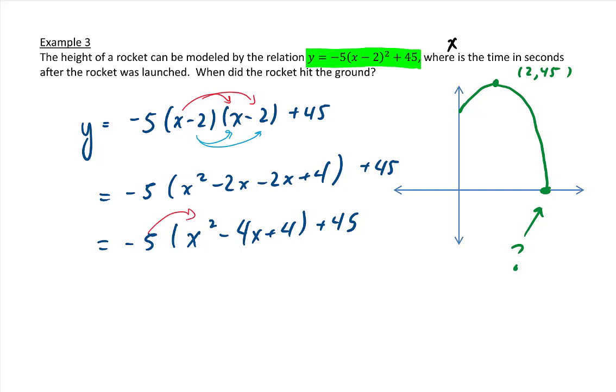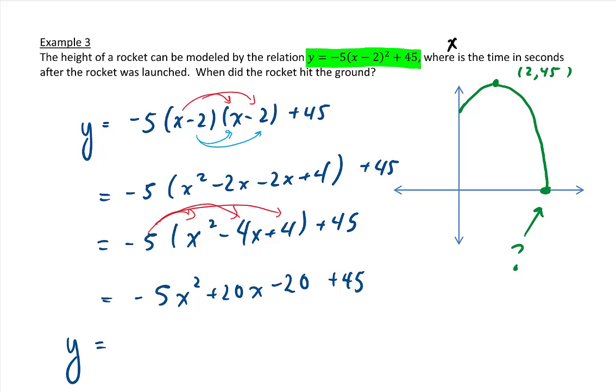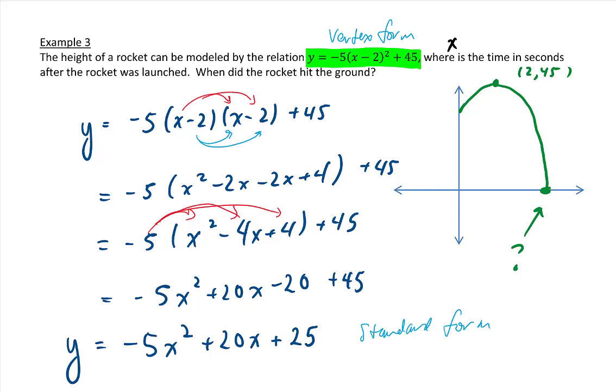Again, we're going to distribute the negative 5 into this bracket, and we end up with negative 5x squared plus 20x minus 20, and then plus 45. And this gives us the quadratic relation in standard form, negative 5x squared plus 20x plus 25. So what we have here now is we have our vertex form, we have our standard form, but we still need our factored form.